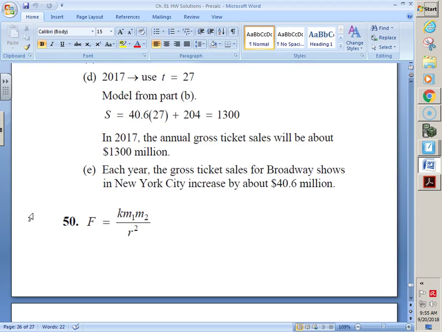Plug and chug, you had to label it millions. If you didn't, change that. Because it was in millions of dollars, not just $1,300 for, was this Broadway? Yeah, not just $1,300 for Broadway. It's a lot more than that.